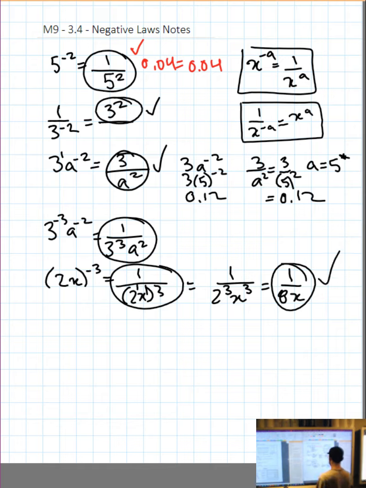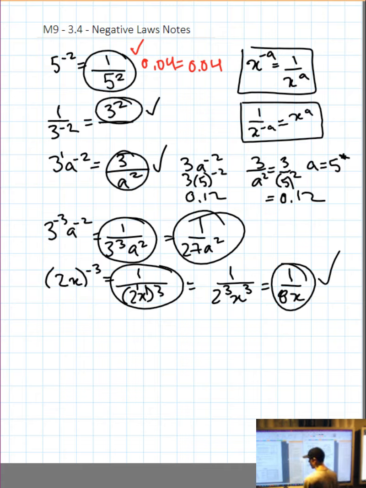This is probably better. But lots of the times they just want you to leave it as exponents. Like the last answer, 3 cubed is 27. We could have written 1 over 27a squared. Circle that answer. Depends on what they asked for.